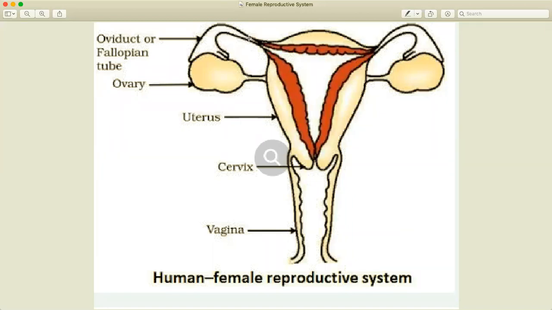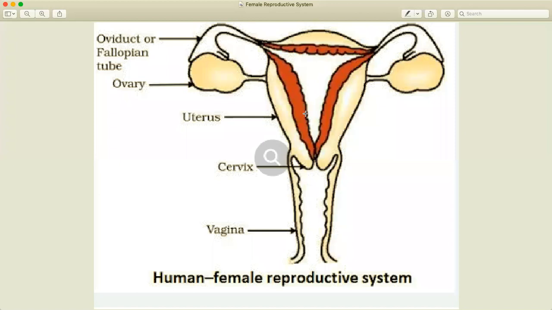So fertilization will take place, and fertilization is the fusion of male and female germ cells. After fertilization, a zygote is formed, and this zygote gets implanted in the inner layer of the uterus. This colored layer that you are seeing is the inner layer of the uterus, and this area is called the endometrium. So the fertilized egg, now forming a zygote, gets implanted in the uterine wall, which is the endometrium.